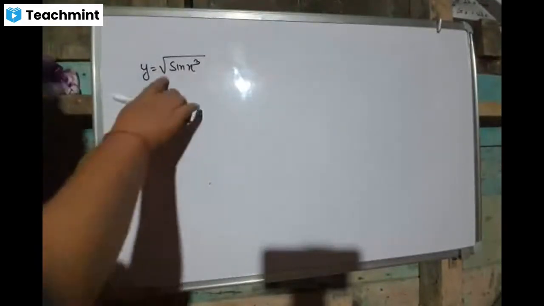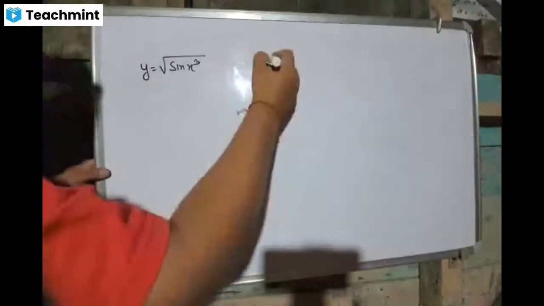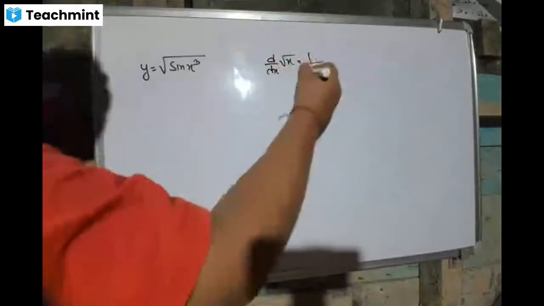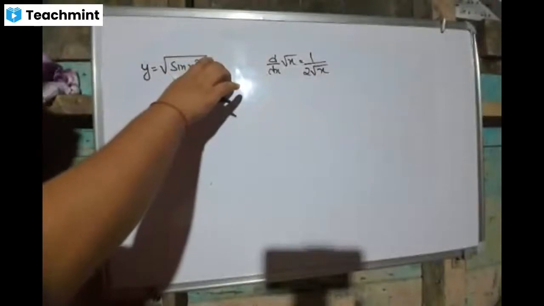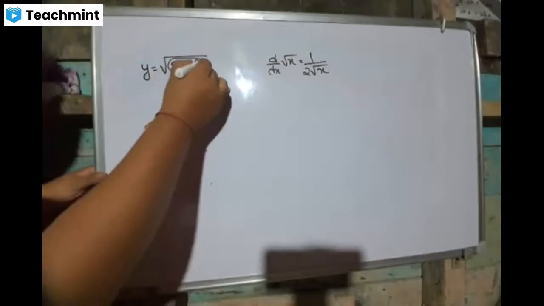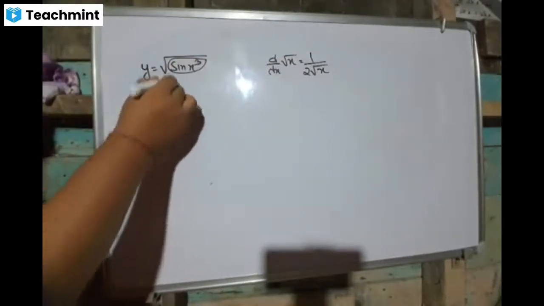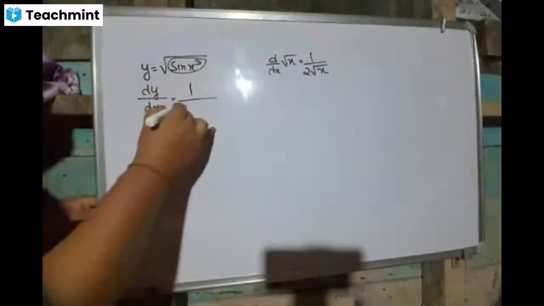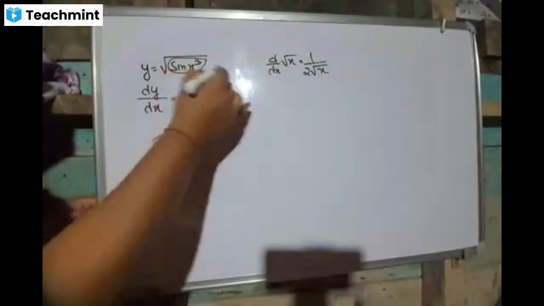So the moment you see root, you must realize that it's a question on an algebraic function. So the formula that you need to understand is d by dx of root x. So what is the derivative of root x? It is 1 by 2 root x. So if there is a square root, then the inside part has to be x. So we assume this part as x. So derivative of y is dy by dx equal to, if this is root x, then the derivative of root x is, see the formula, 1 by 2 root x, that is 1 by 2 root sine x cube, but this is just an assumption.